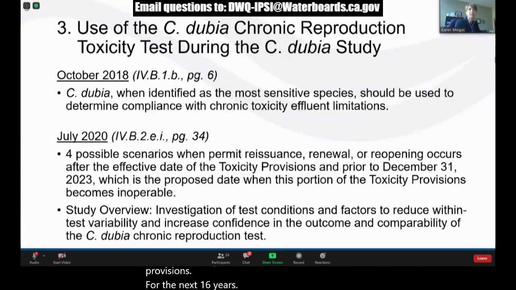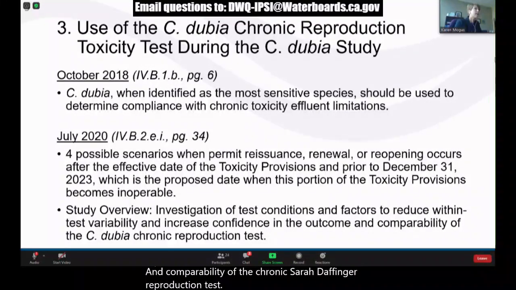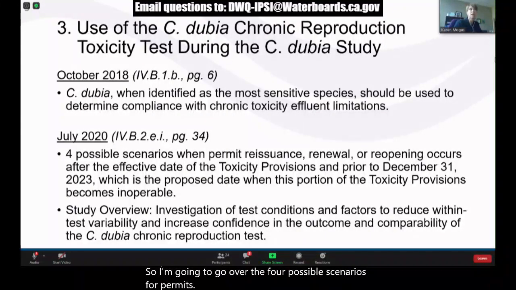And as I already mentioned, the study is intended to investigate test conditions and factors to reduce the within test variability and increase the confidence in the outcome and comparability of the chronic Ceriodaphnia reproduction test. So now I'm going to go over the four possible scenarios for permits that are issued in this interim period.